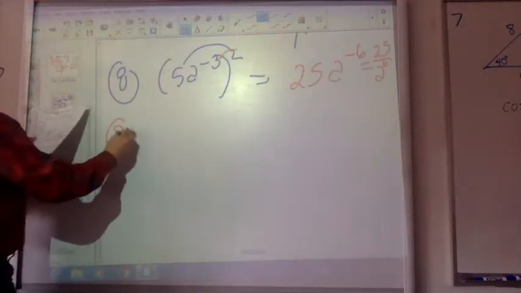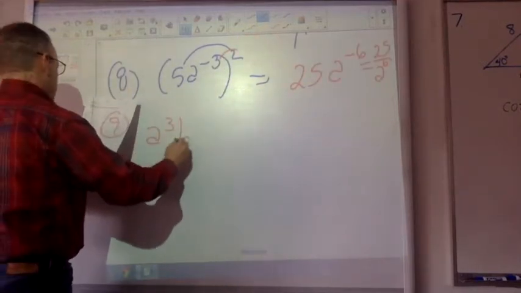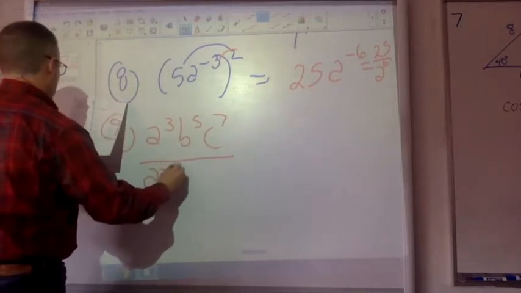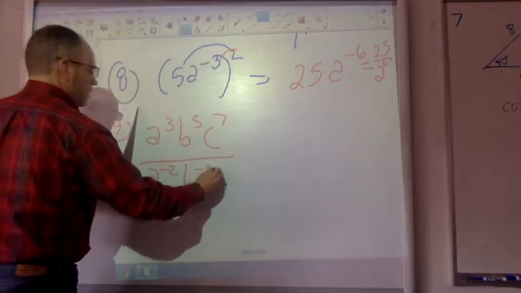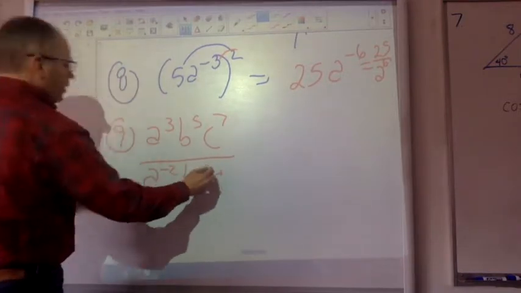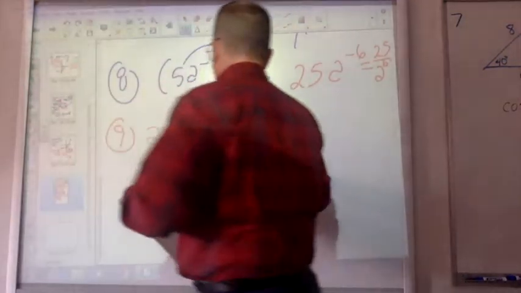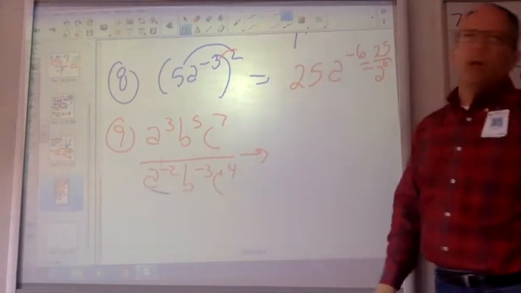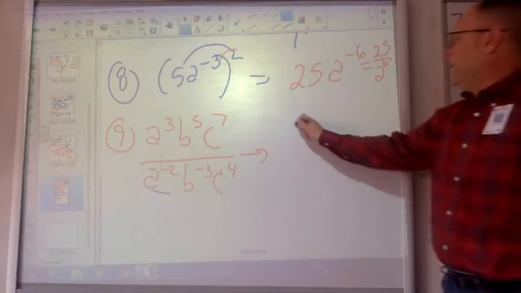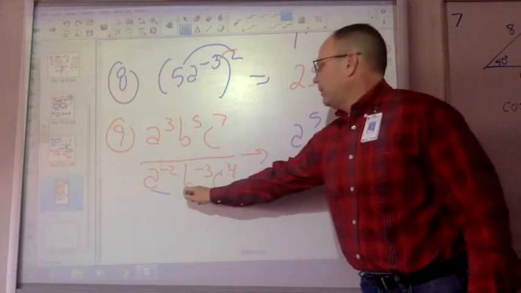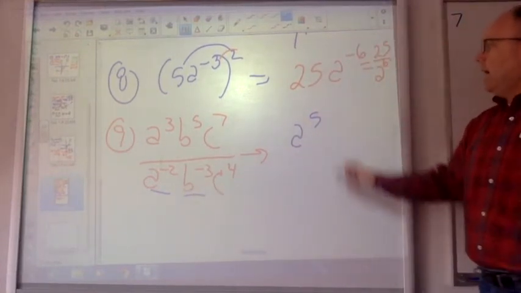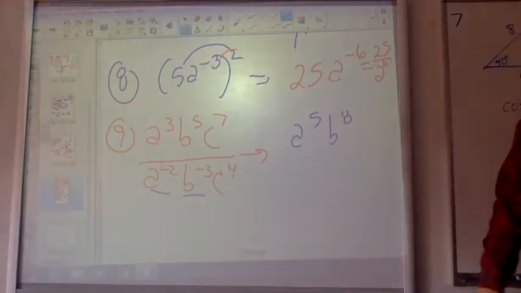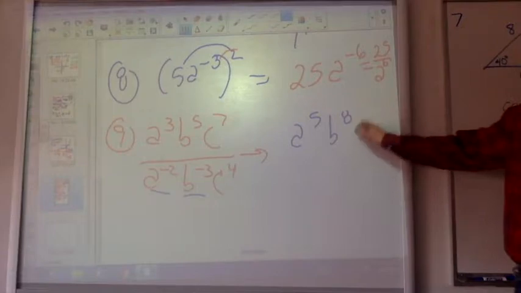Number 9. I have a to the third, b to the fifth, c to the seventh, a to the negative 2, b to the negative 3, c to the fourth. Is that right? All right. This moves up. So how many a's are up on top? 5. A to the fifth. This moves up. So how many b's are on top? 8. These tug of war. Who wins? By how many? 3. Done.